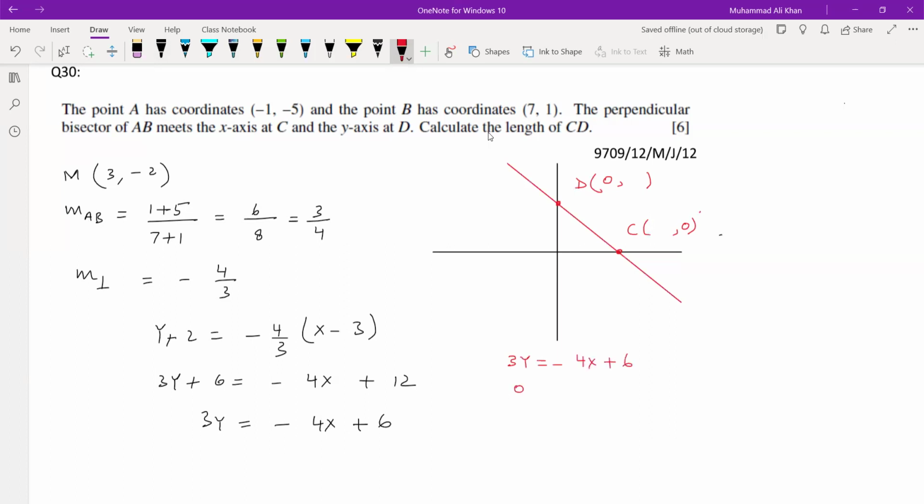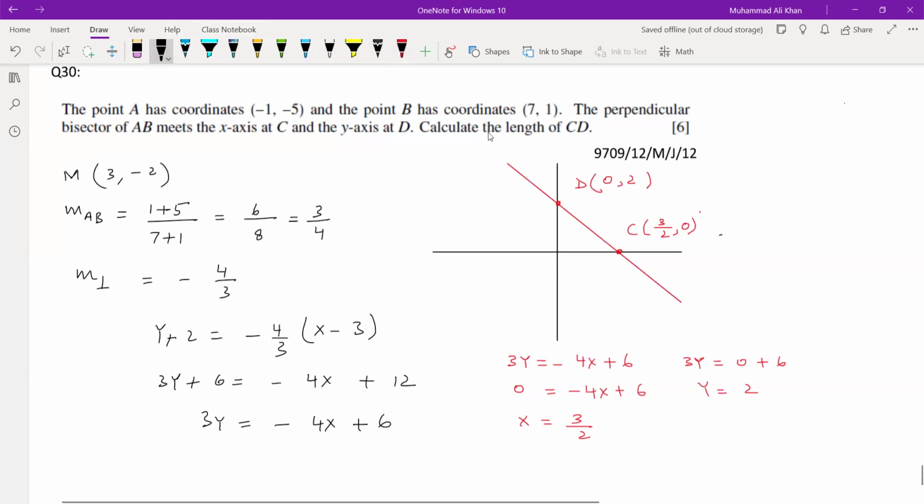If y is 0, then the value of x is 6 over 4, and 6 over 4 is 3 over 2. The value of x is 3 over 2. And if x is 0, so 3y equals 0 plus 6. So the value of y is 2 here. So the coordinates of C and D are here.